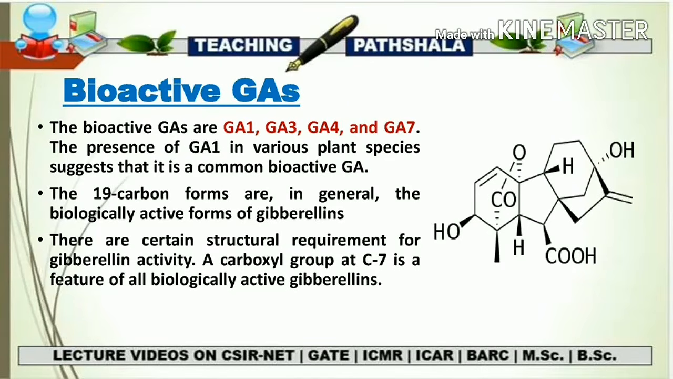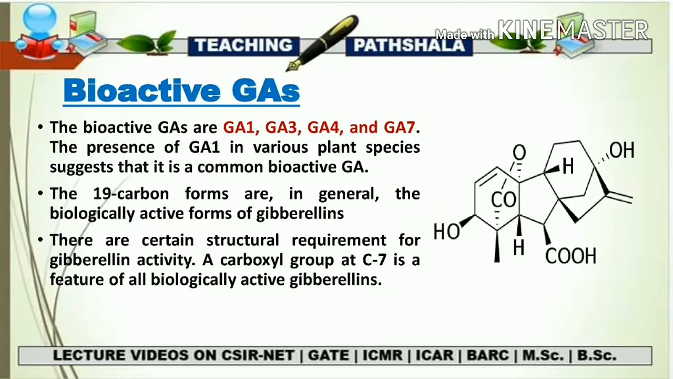The 19 carbon forms are in general the biologically active forms of gibberellins. In the introductory part, we talked about the two classes, 19 carbon and 20 carbon, but the 19 carbon gibberellic acids are the most biologically active gibberellins. The third point is that there are certain structural requirements for gibberellin activity, and this is the condition why they are regarded as biologically active.